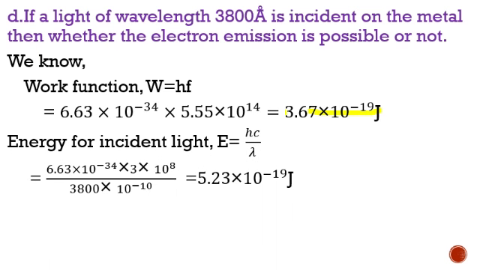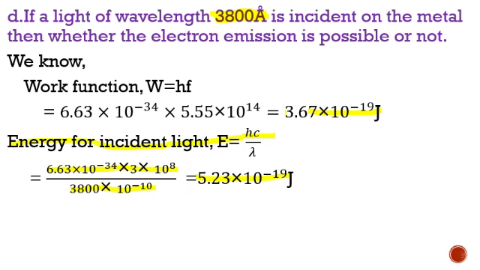Now we will find out the energy of the incident light. Energy of the incident light equals hc by lambda, because here lambda is available for the incident light. You can see in the question that 3800 angstrom light is given here. The wavelength of the light is said to be 3800 angstrom, so that's why we will use this formula. H is 6.63 into 10 to the minus 34, and c is 3 into 10 to the power 8, and instead of lambda we can write 3800 into 10 to the power minus 10, and the answer came 5.23 into 10 to the power minus 19.